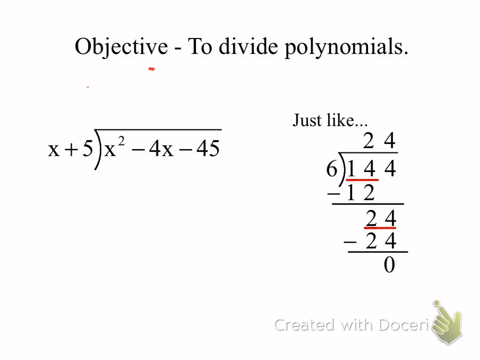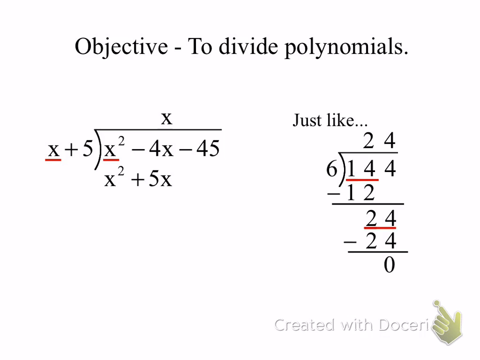I'm doing the same thing here. x times what equals x squared? Yes. x times x. Now, if you notice, I have x plus 5, two terms. So I have to move over twice, because when I multiply x times x, I also have to multiply the 5. So I'm multiplying x times x is x squared, and I put it underneath the x squared. And I also multiply x times 5, and I put it under the x to the first power term.